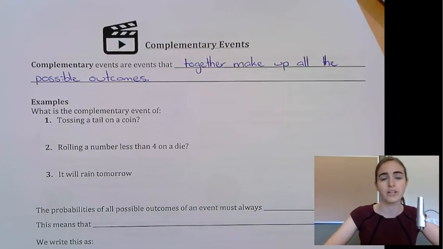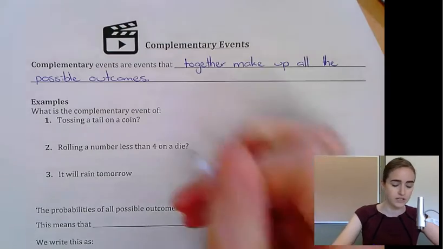So when we flip a coin, landing a tail, well, the only other possible option for that is if we toss a coin or flip a coin and land on heads. So because that's the only other one, that's going to be our complementary event.